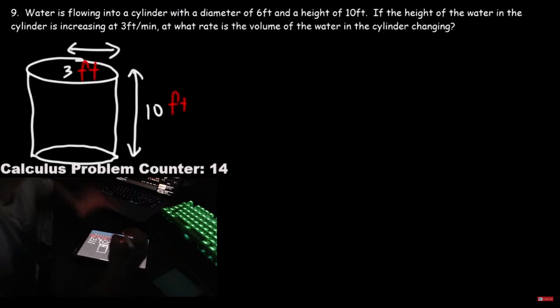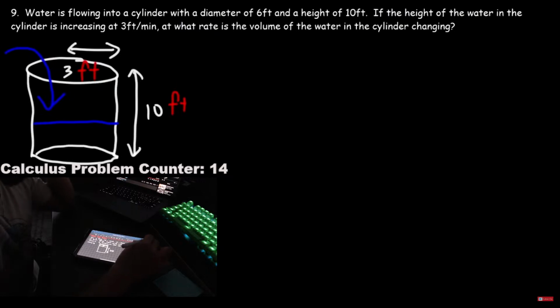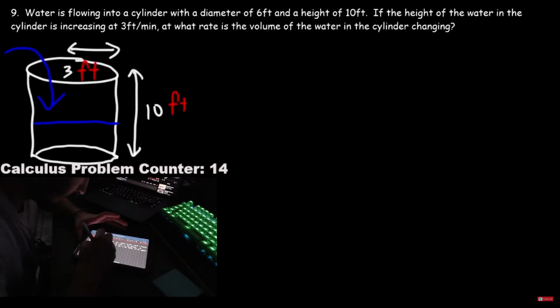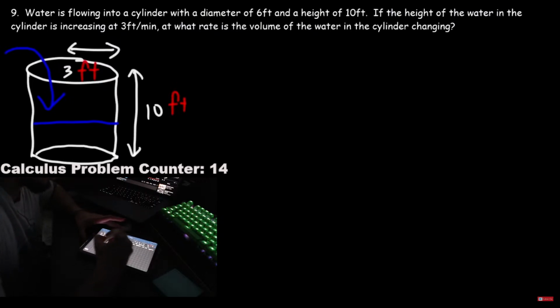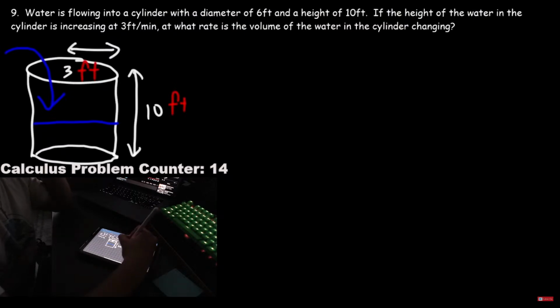Now we have some water in the cylinder, and more water is entering the cylinder. Now we know the height of the water in the cylinder is increasing at a rate of 3 feet per minute. So what variable does that represent? This is the rate at which the height is changing with respect to time. So it's 3 feet per minute, and it's positive because it's increasing.